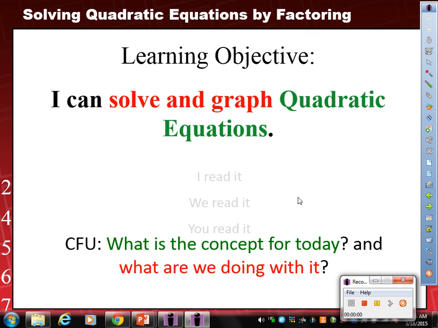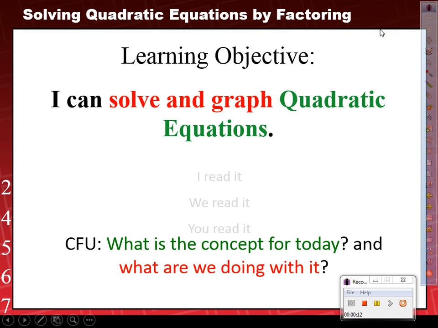Okay, once again, our objective for today: I can solve and graph quadratic equations. And yesterday we already started with functions, remember that? Today is very similar, so if you want to create your own Fair model, that's fine. If you don't, that's fine. I'm just going to explain the differences from yesterday to today.